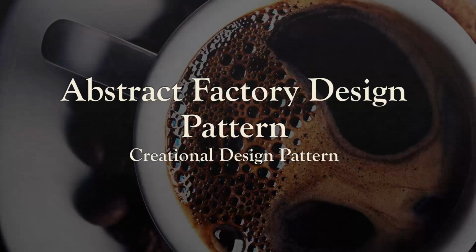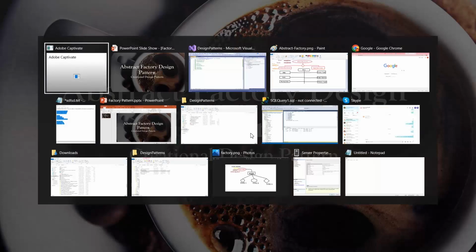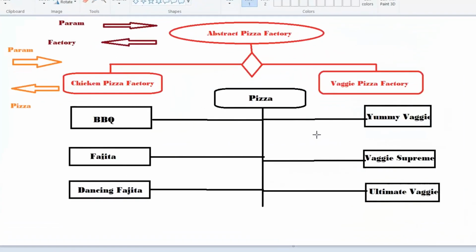Today we will see the abstract factory design pattern. This design pattern also lies in the creational design pattern category. Let me share with you a graphical representation of the factory design pattern first, and then we will see a practical example of it. So for abstract factory, first of all what we need is the factory design pattern.